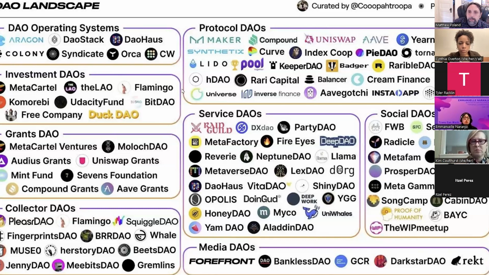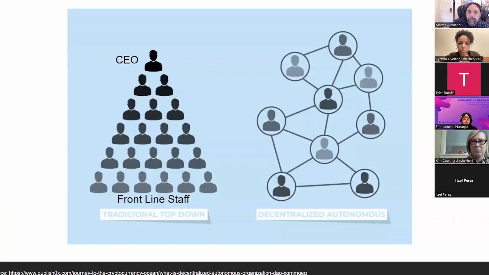And let's see, one more slide. I'm just kind of showing how they're organized. The traditional organization is on the left, and I'm just realizing now the graphic I took has a misspelling in it. But the CEO at the top, and then it trickles on down through middle management and your frontline staff.